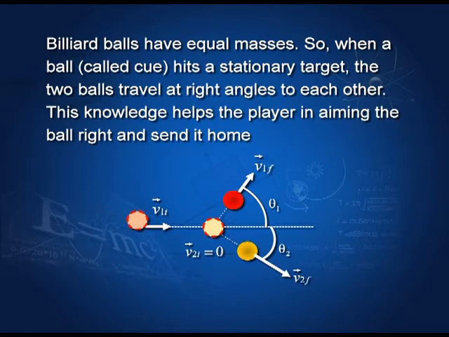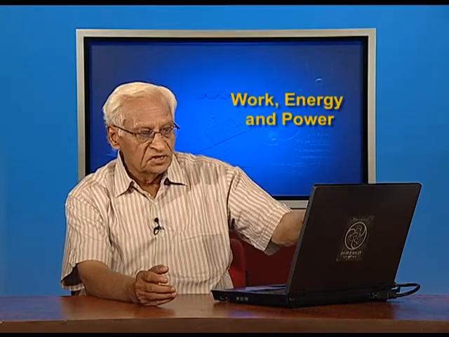You know, all billiard balls have equal mass, and since they have equal mass, whenever a billiard ball collides with another billiard ball, they move at right angles to each other. The ball which comes and collides with a stationary ball is called a cue in terms of the billiard language, so to say. The players call it the cue. So it is a cue.